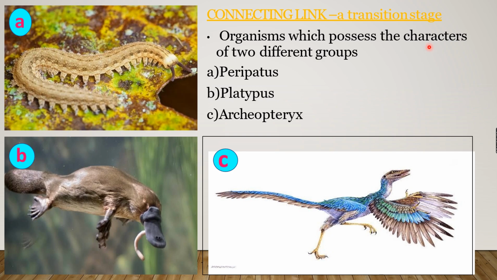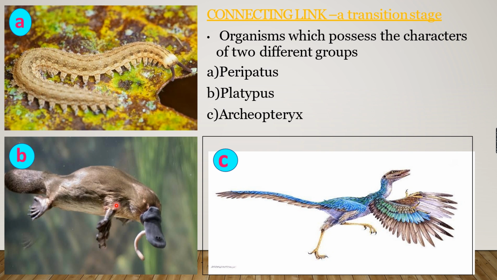Now coming to the next one, connecting link. It is nothing but a transition stage, connecting the characters of two different groups, two different phyla. Three examples are given. The first one is Peripatus, the second is Platypus, and the third is Archaeopteryx. First we'll see Peripatus. Peripatus possesses the characters of two different phyla, Annelida and Arthropoda, and it possesses both the characters of Annelida and Arthropoda.